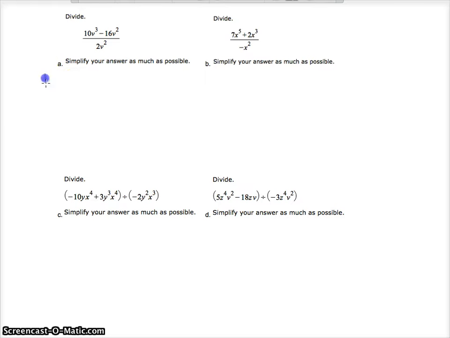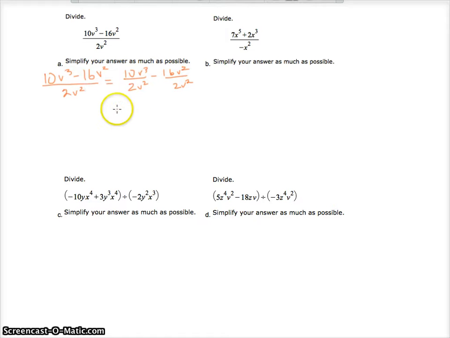When we do the division, we're going to look at it in a little different way than what we may have seen before. We're going to take 10v cubed minus 16v squared divided by 2v squared. We're going to rewrite this into two different fractions: 10v cubed over 2v squared minus 16v squared over 2v squared. That way we can divide them separately.